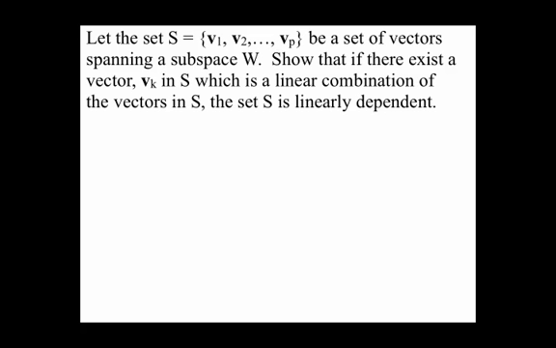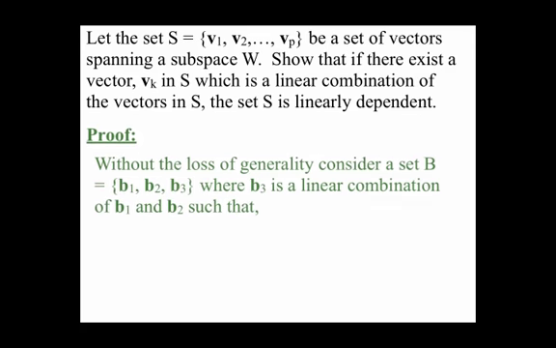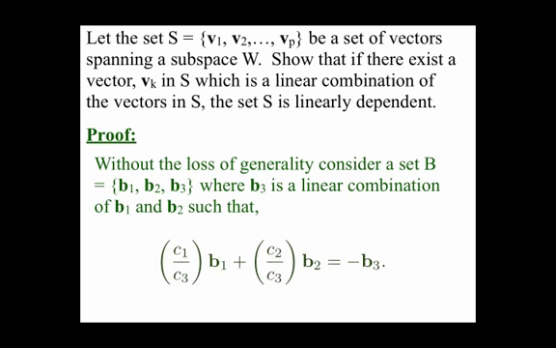So what we're going to need to know in order to complete this proof is the definition of linear independence and dependence, and then we just need to manipulate some linear combinations. So let's look at the proof. First of all, without loss of generality, we're going to consider a smaller set, and we're going to call that B, and just assume that set B has only 3 vectors in it, B1, B2, and B3. And this set has the property that B3 is a linear combination of B1 and B2, such that C1 over C3 B1 plus C2 over C3 B2 is equal to minus B3.